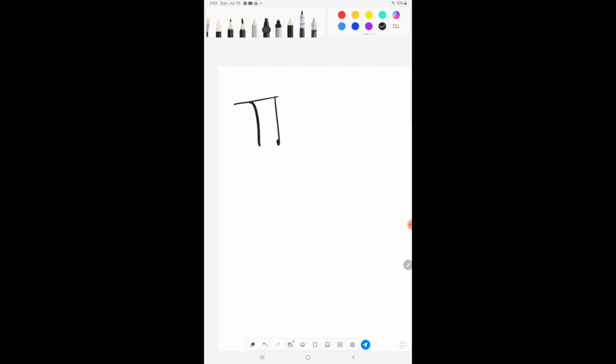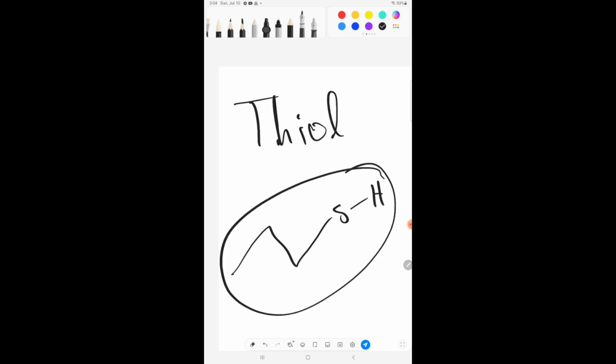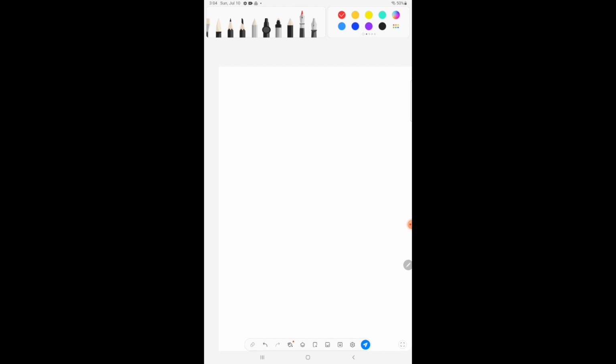Thiol. It's a sulfur with a hydrogen and it has some R group. That's a thiol. So for example, have something like this. This is a thiol, a molecule with a thiol group. So you could say that's a thiol. Or you could say the whole thing is a thiol group.